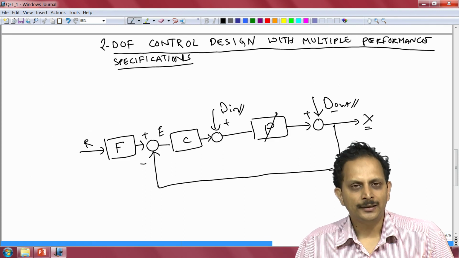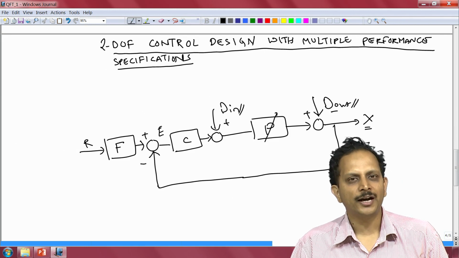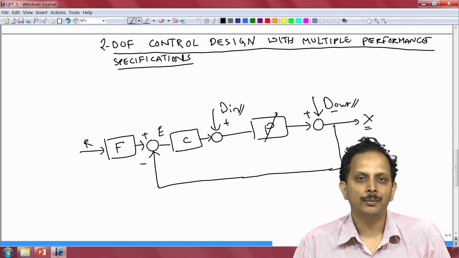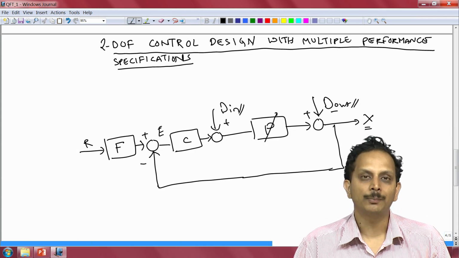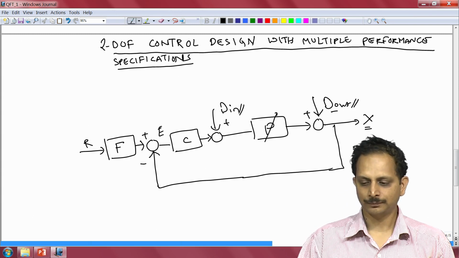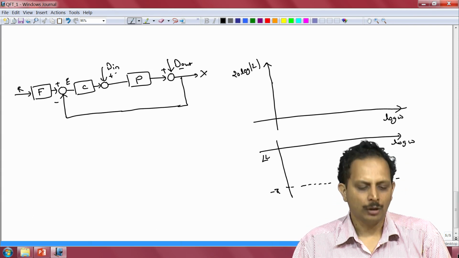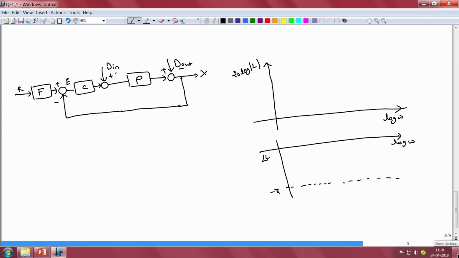To get started, let us first revisit the Bode plot and try to understand why the Bode plot is not that good a tool when it comes to representing the constraints imposed on the loop gain by the different performance specifications. I have shown here the same block diagram on the left, and on the right I have plotted the Bode plot of the open loop system.